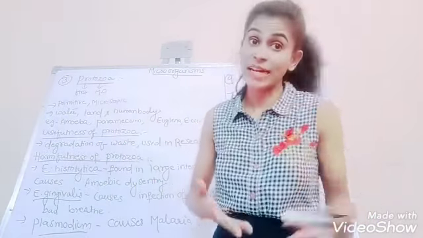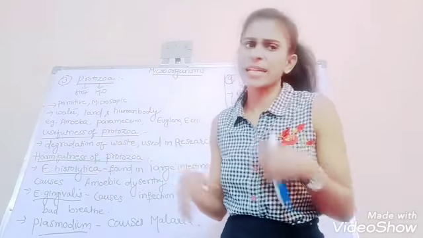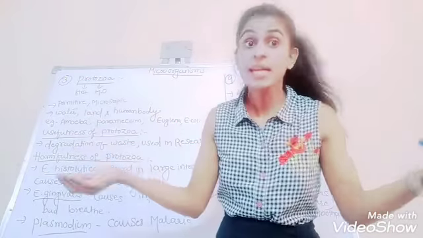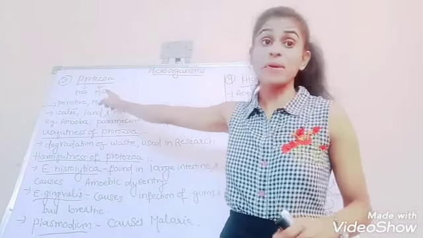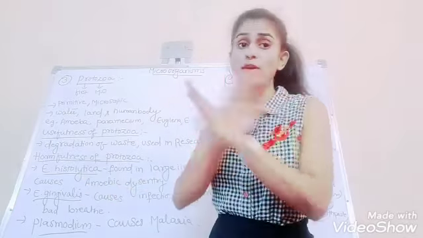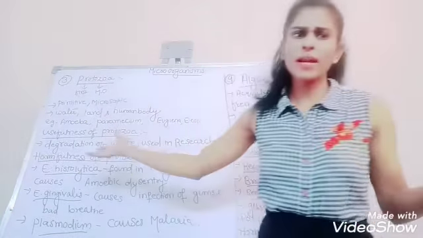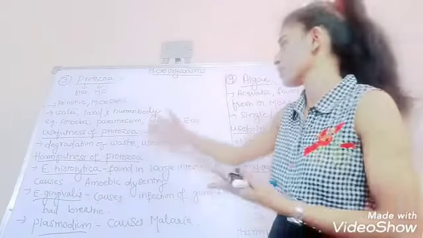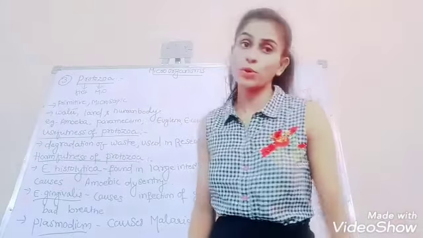And where can we find protozoa? They can be found everywhere, guys. They can be found in water, on land and even in the human body. Yes guys, protozoa can be found anywhere. And you can give a number of examples of protozoa: Plasmodium, Amoeba, Paramecium, Euglena. All these are examples of protozoa.